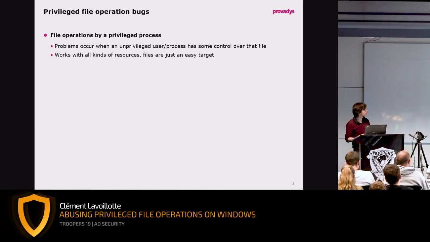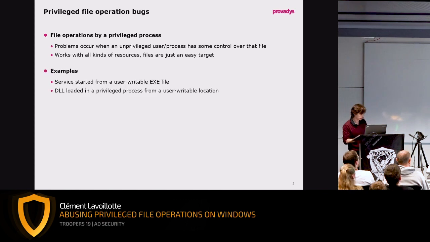And if a non-privileged user has some sort of control over this file, then you may have a problem. Some examples that are well known to pen testers are here. For instance, if you have write access to an executable file that is used by a privileged service, then obviously you can get your payload to be loaded as the account used by that service by just overwriting the exe file if the service is not yet running.